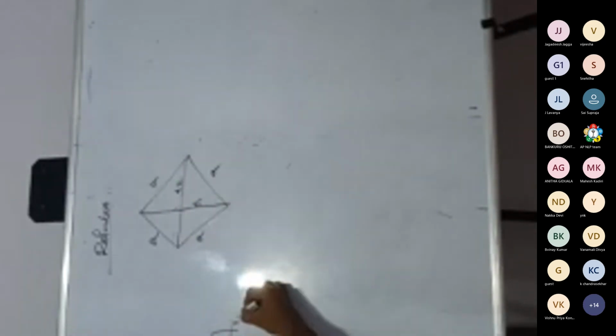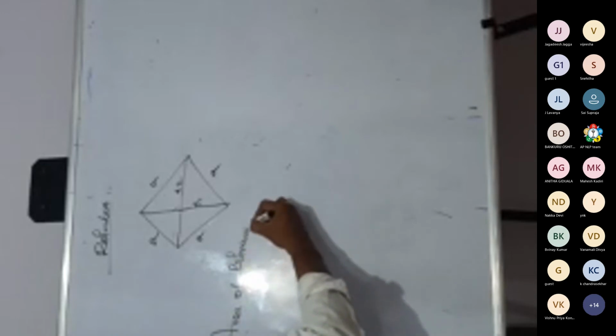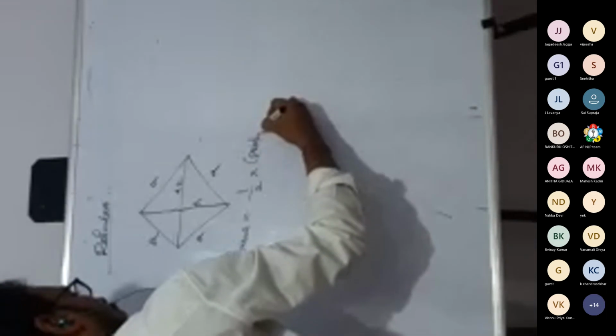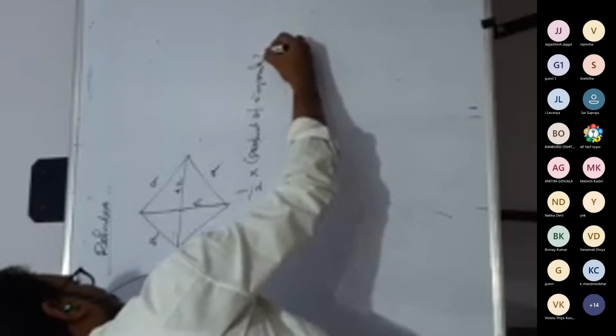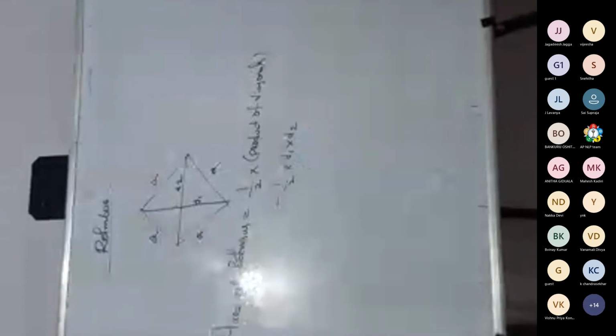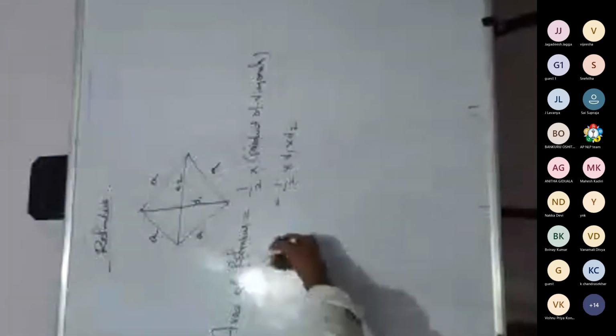What is the area of the rhombus? Area of the rhombus is half into the product of the diagonals. This is half into D1 into D2. So what are the diagonals here? D1 and D2. Here all the sides are equal in the rhombus. Area of the rhombus is half D1 D2.